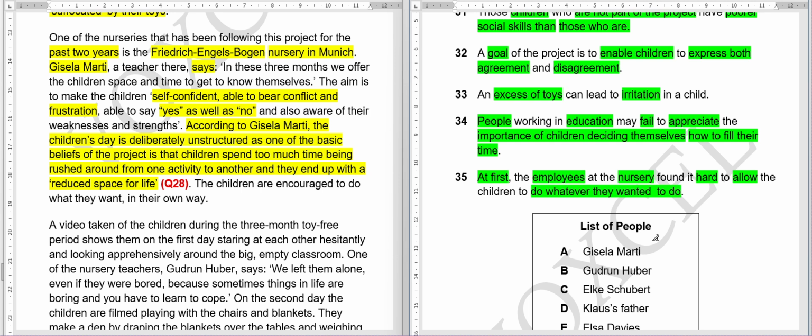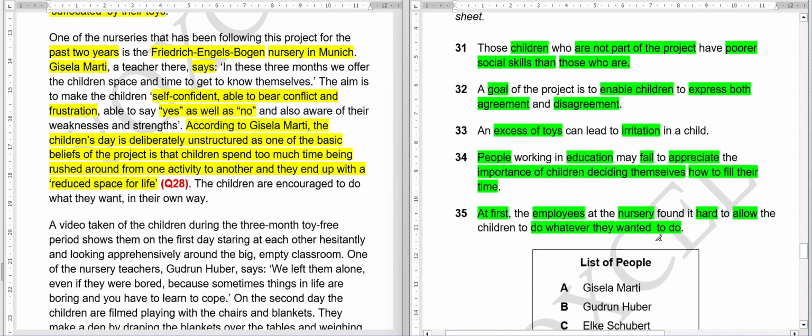So now you have around 10 seconds to tell me whether there is any answer. Obviously we know the answer should be from Gisela Marti, whether Gisela Marti said any of these things or not. And the time starts now.